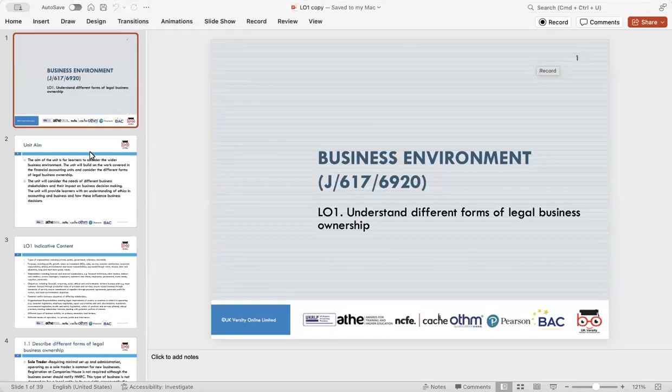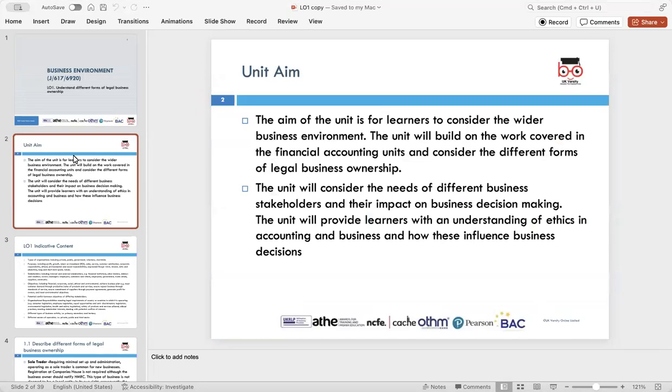So let's get started. This lecture aims to help learners understand the broader business environment, particularly focusing on legal business ownership. The unit aims to expand on financial accounting concepts and delve into the diverse business environment. It specifically explores various legal forms of business ownership, considering the needs of different stakeholders and their impact on decision making. Ethics in accounting and businesses are also discussed, highlighting their influence on business decisions.